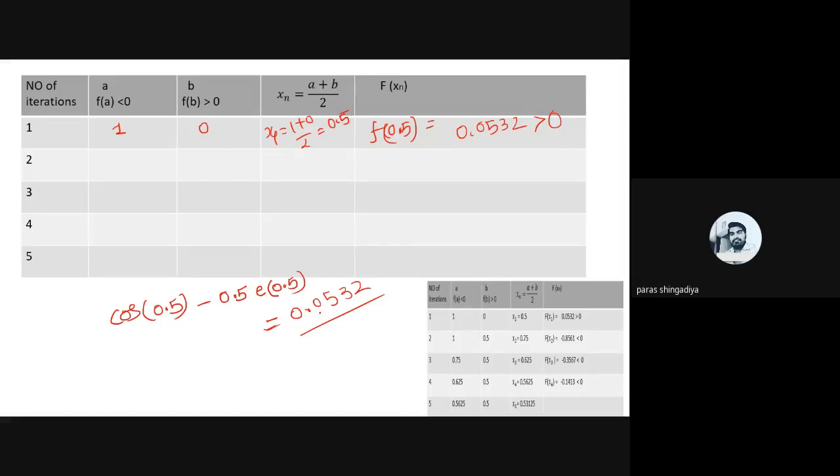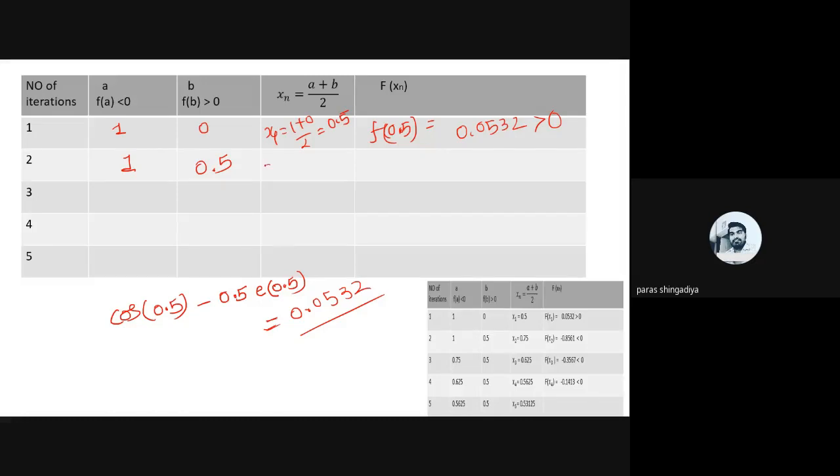Shubham, is it now okay? Are you getting this answer? Shubham, Syam? Okay, good. Okay, so this is a positive value. So in the next iterations, we'll change this interval. If it is positive, then 0 will be replaced by 0.5 and here 1 as it is.